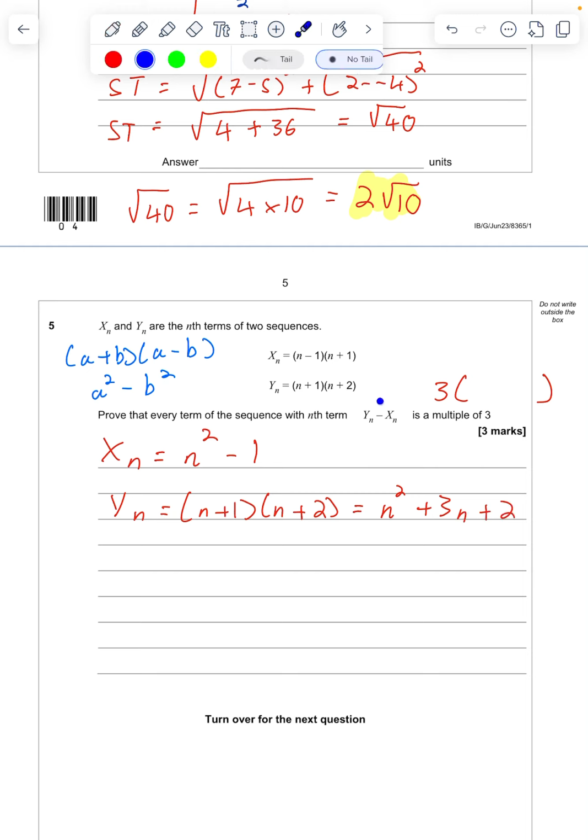Now, you want to go and do y of n, which is this part here. So n squared plus 3n plus 2. And you're going to go and take away the n squared minus 1. Let's just see what happens. There's going to be some cancelling out.